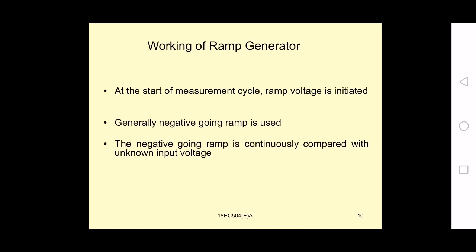So how does the ramp generator work, as I already discussed. Again I am telling, at the start of the measurement cycle, the ramp voltage is initiated. We are generally taking the negative going ramp, and this negative going ramp is continuously compared with the unknown input voltage. Whenever there is a coincidence between this negative going ramp and the unknown input voltage, your input comparator will be on.